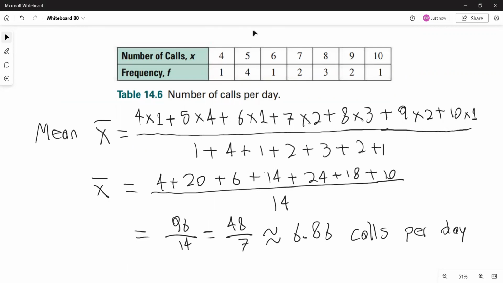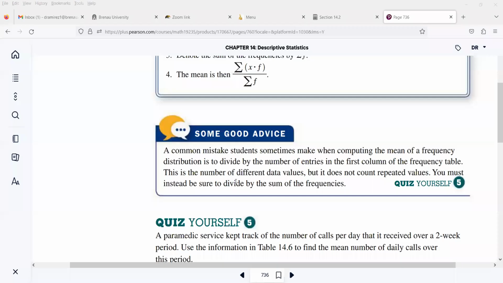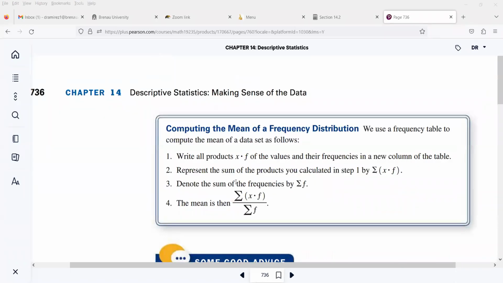So in general, I'm just going to read this. There's no need to copy the entire formula. But when you compute the mean of a frequency distribution, you need to consider the frequencies. First, write all the products of the value and the frequency in a new column. I mean, you don't need to write a table for this. Then represent the sum of the products that you calculated by the sum of the value times the frequency. Also, add all the frequencies, and the mean is going to be the sum of the value multiplied by its frequency over the sum of the frequencies.